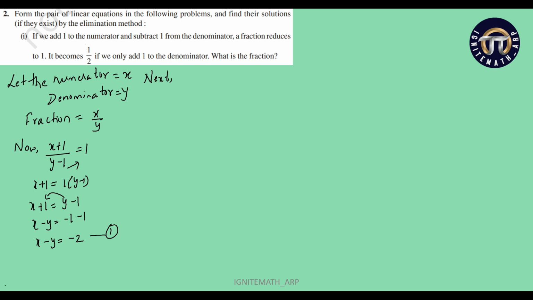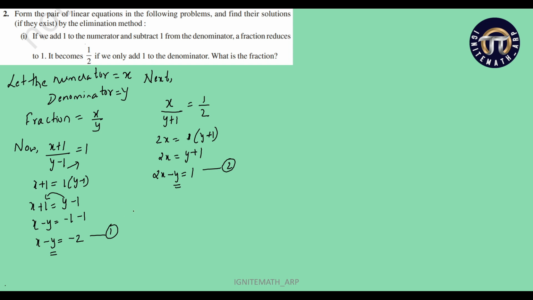So later, look at the second part of the question. It becomes half if we add only 1 to the denominator. I'm not going to do anything with the numerator. So I'm going to add 1 to the denominator. x by y plus 1 is equal to half. Right. So when you cross multiply, 2x is equal to, I'll get it as 1 into y plus 1. So 2x is equal to y plus 1. Then 2x minus y is equal to 1. Equation 2. Clear, children?